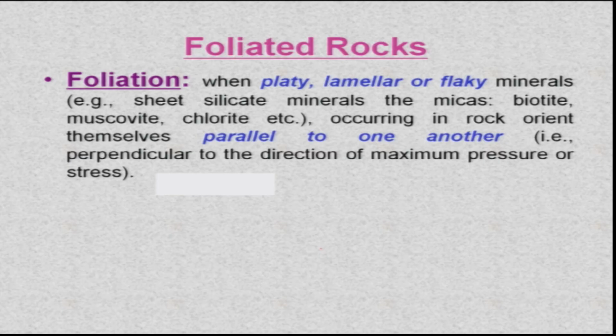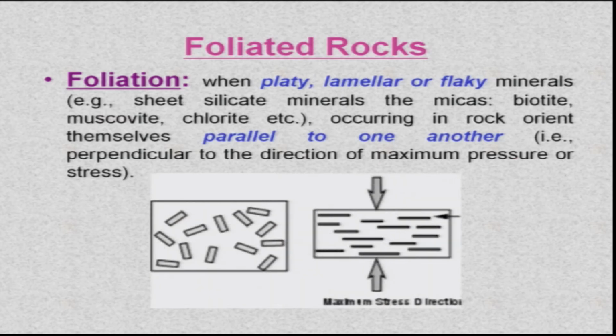Coming to the foliated rocks: when platy, lamellar or flaky minerals, the sheet silicate minerals, the micas like biotite, muscovite, chlorite, etc., occurring in the rock orient themselves parallel to one another, perpendicular to the direction of maximum stress. That will result in the alignment of the minerals, giving a preferred orientation of the minerals.